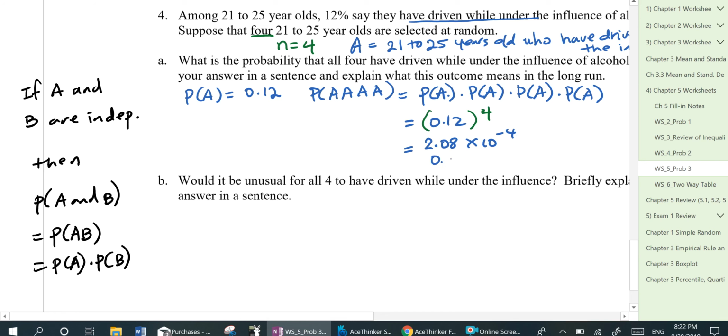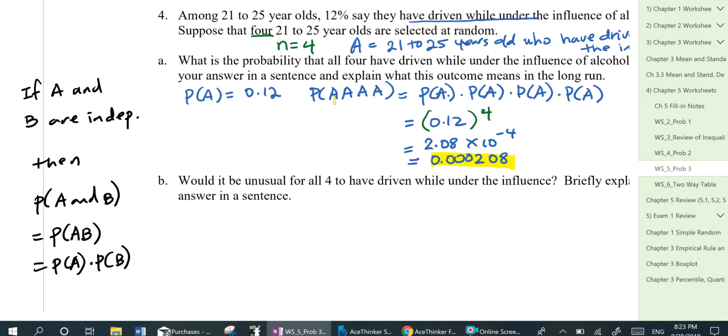So we have 0.000208. That will be the probability in standard form. Okay, negative 4 here doesn't mean that it's a negative probability. You will never have negative probability. So it's a very small number. Well, we could explain that in one sentence.